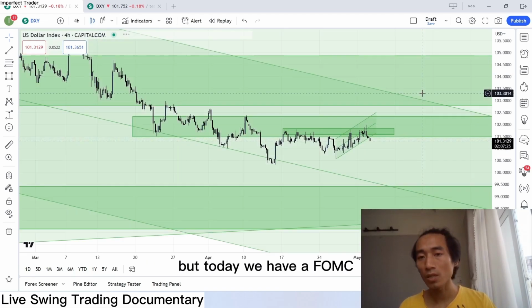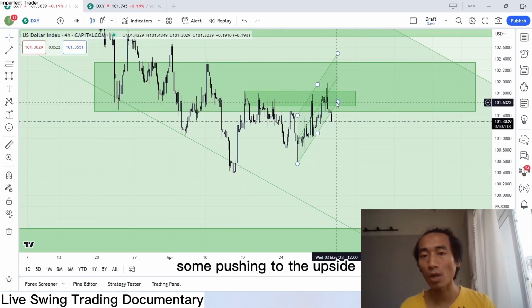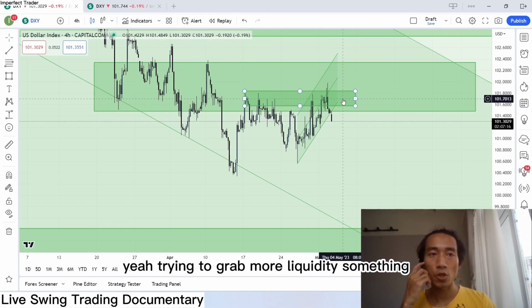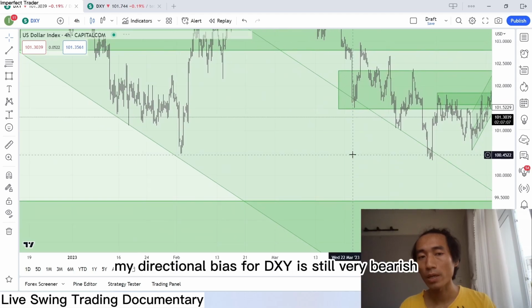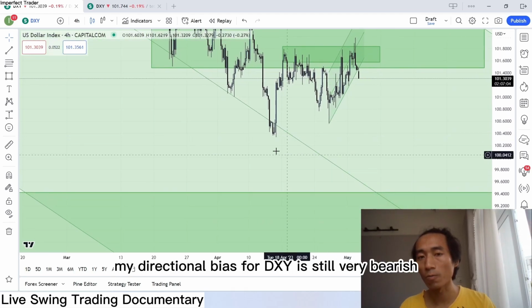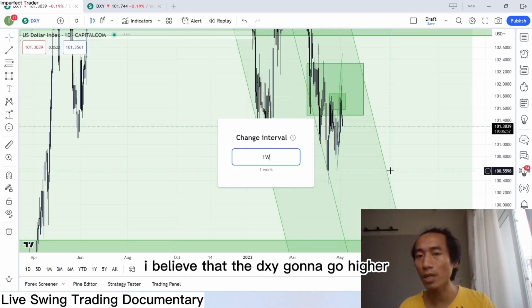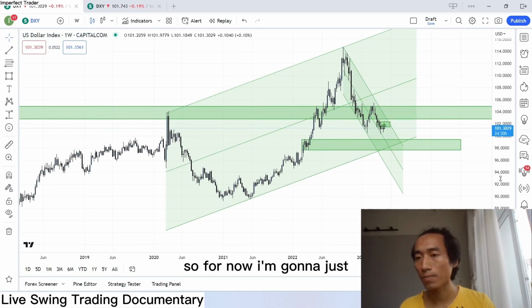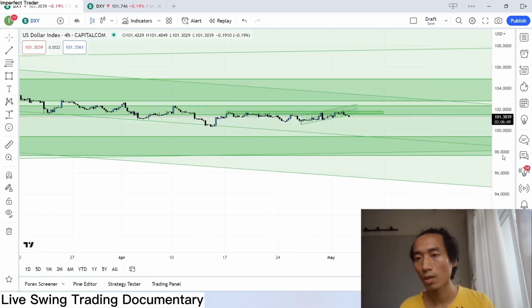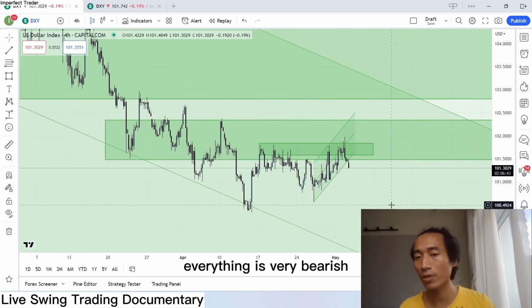But today we have an FOMC, so probably we're gonna see some pushing to the upside. Yeah, trying to grab more liquidity, and then eventually I still believe that my directional bias for the DXY is still very bearish on midterm, because on long term I believe that the DXY gonna go higher. So for now I'm gonna just trade what I'm seeing, and so far everything is still as my plan, everything is very bearish.